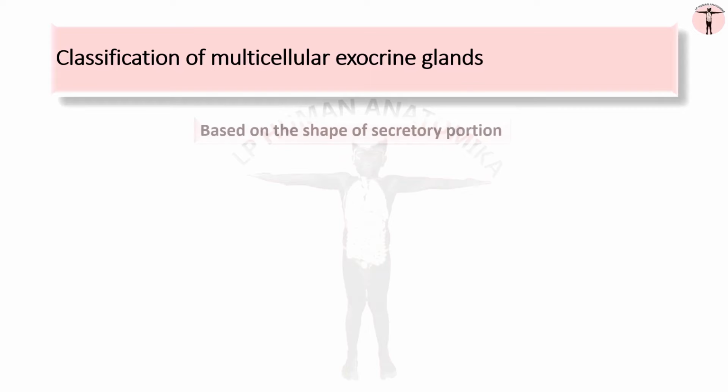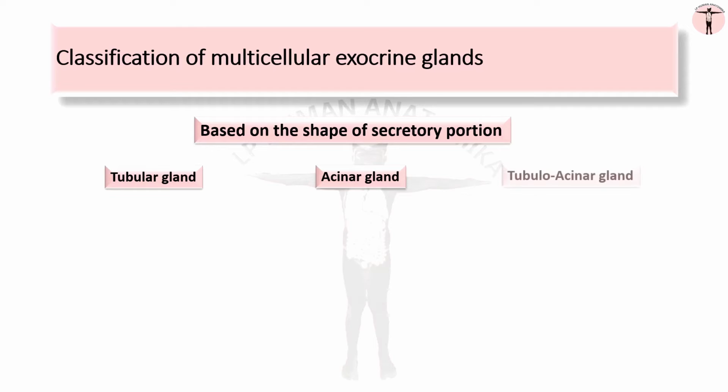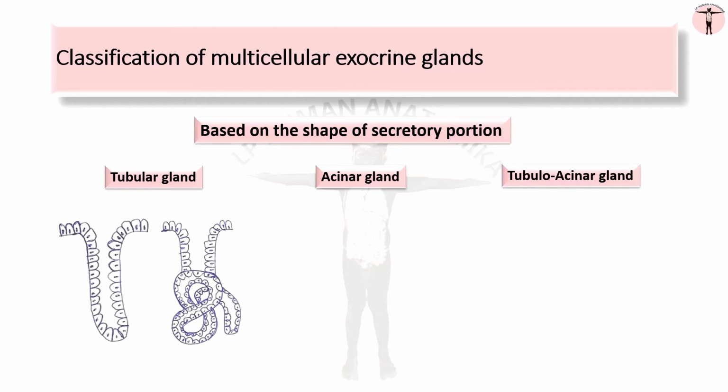Based on the shape of the secretory units or portions, both in simple and in compound glands, the secretory cells may be arranged in various ways and are classified into tubular, acinar or alveolar and tubulo-acinar or tubulo-alveolar glands. In tubular glands, the secretory unit is in the form of tubule. The tube may be straight or coiled. So these type of tubular glands are present in the gastric glands.